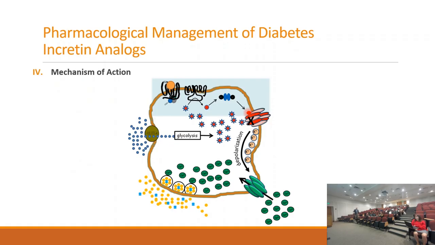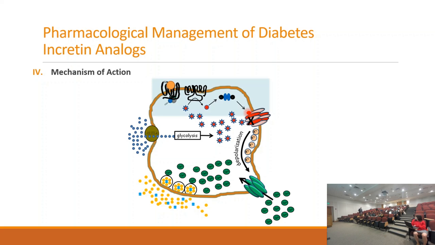And adenylyl cyclase will produce cyclic AMP. If you remember that pathway, you can see that conversion happening here. That will activate PKA, and PKA will phosphorylate and enhance the closure of our ATP-sensitive potassium channels here, which we know is a key component to insulin hormone release from the pancreas.